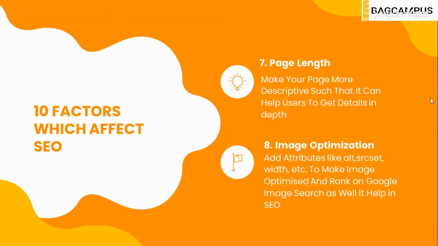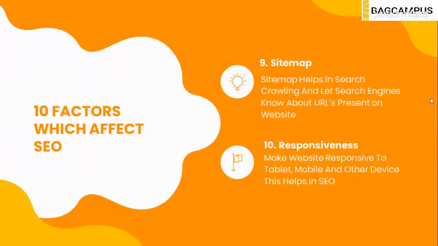the user, right? Then image optimization: we discussed that we should add attributes like alt, etc., to make our images rank on Google image search. You should add width and height too, right? Then we discussed sitemap and responsiveness, right? Now let's get started with what off-page SEO is, right? So let's get started with that.